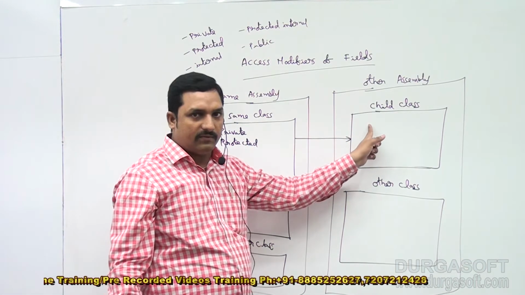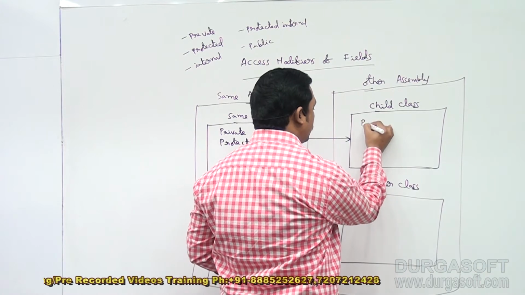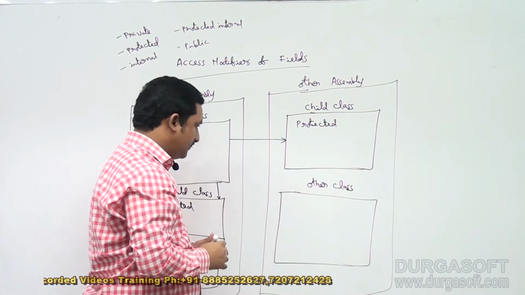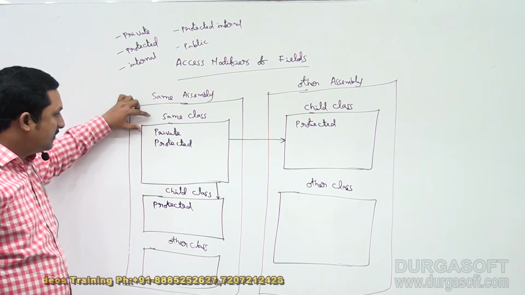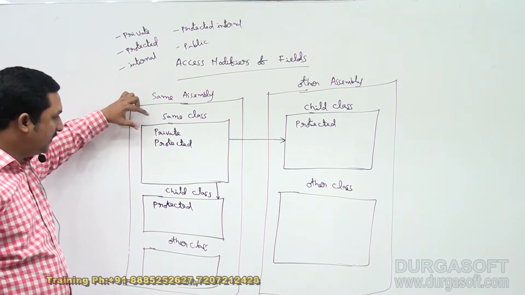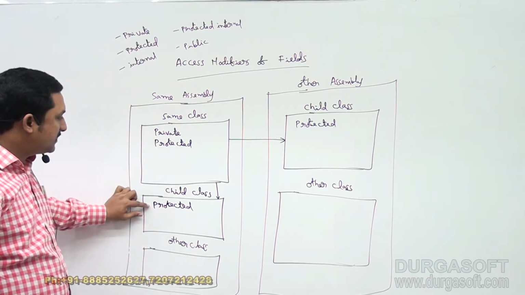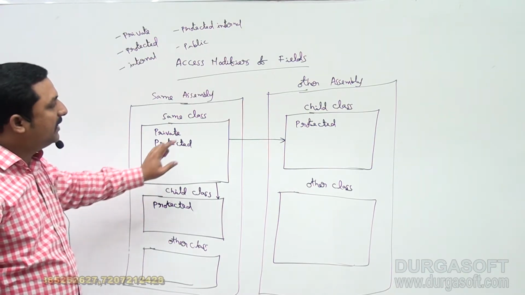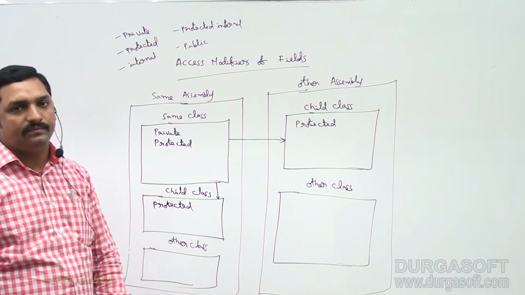This one is also a child of this class only, right? So here also we are able to access that protected member. The protected member originally created in this class is definitely accessible anywhere in the same class, in the child class of the same assembly, and in the child class of the other assembly also.